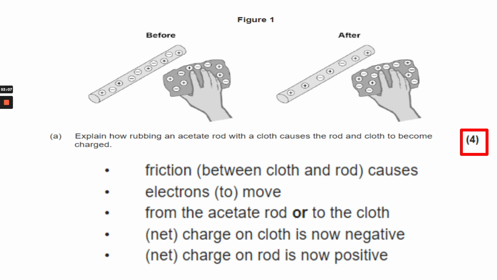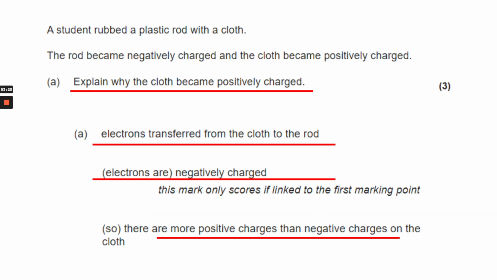Here is an example of rubbing an acetate rod with a cloth. You can see it becoming positive. Acetate becomes positive. Polythene becomes negative. And 4 marks for that question. That's not too bad. Just read through that. Neat.